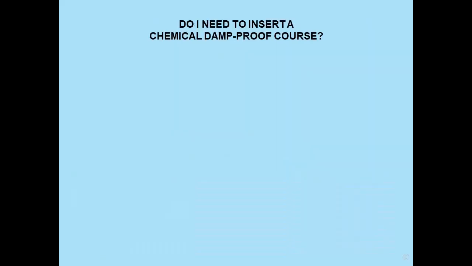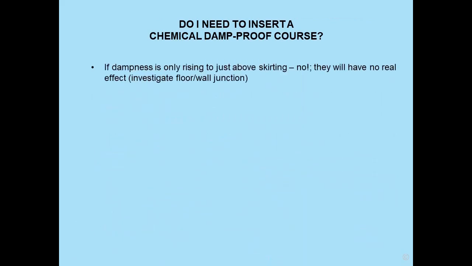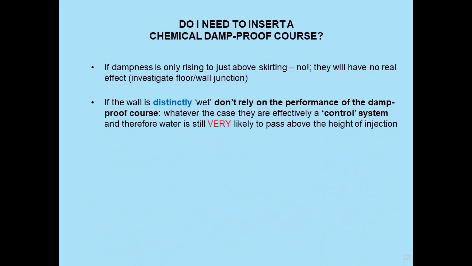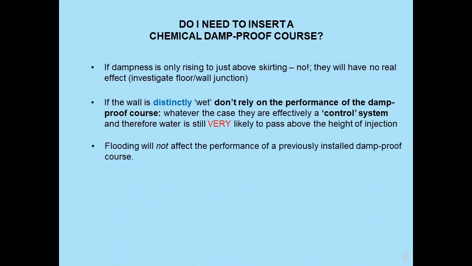The question that's always asked: do you really need to insert a chemical damp-proof course? If the dampness is only rising to just above skirting, no, they will have no real effect. If it's like that, then the answer is simply to investigate the floor-wall junction. If the wall is distinctly wet, don't rely on the performance of the damp-proof course. Whatever the case, they are effectively a control system, and water is still very likely to pass above the height of the injection. Flooding does not affect the performance of a previously installed damp-proof course either.